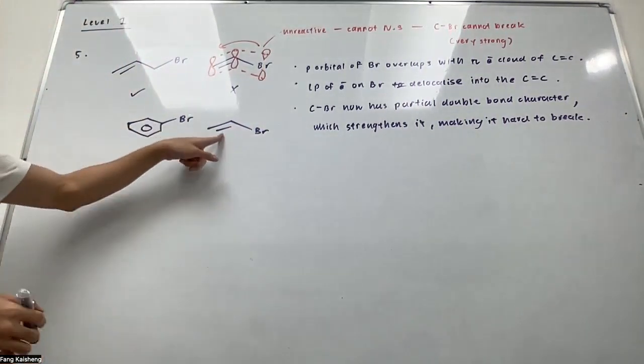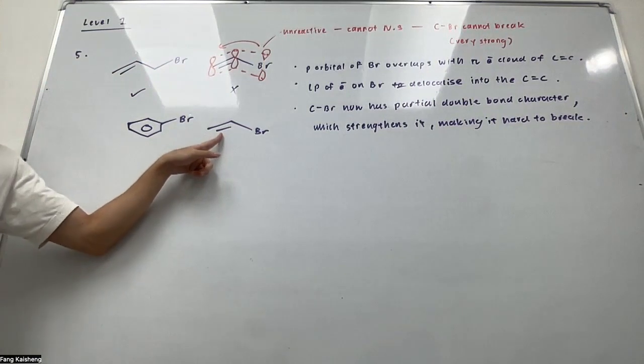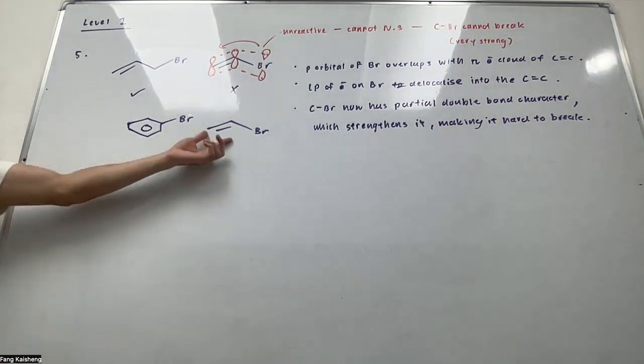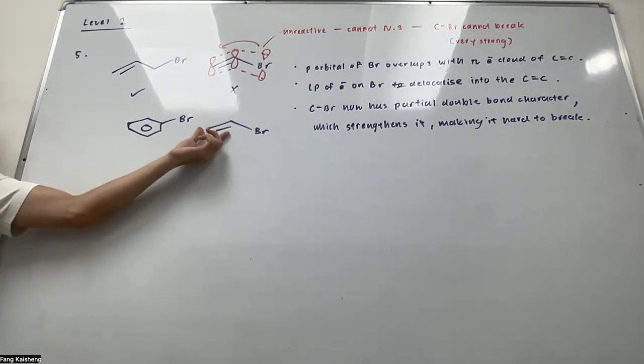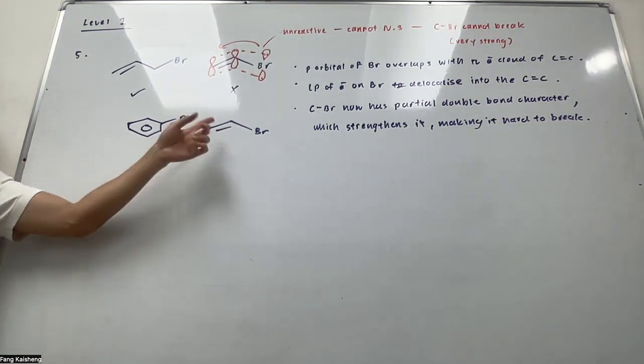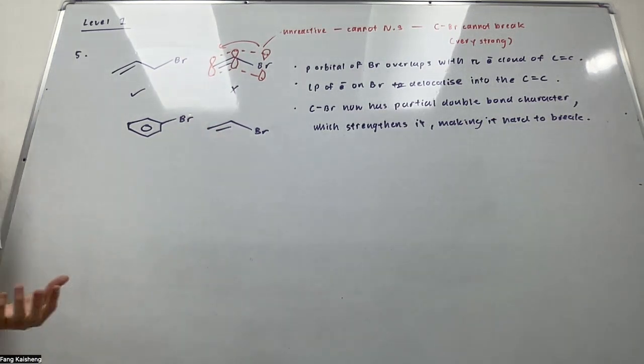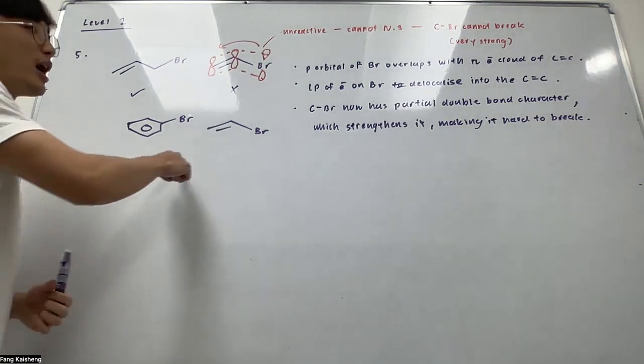Because this double bond here is also electron rich, right? So any nucleophile that approaches will still get repelled. It may not be as bulky as the benzene ring, but it does have repulsion because it is a rich double bond. Nucleophiles are also rich. They will repel each other, making it very hard to attack the carbon.